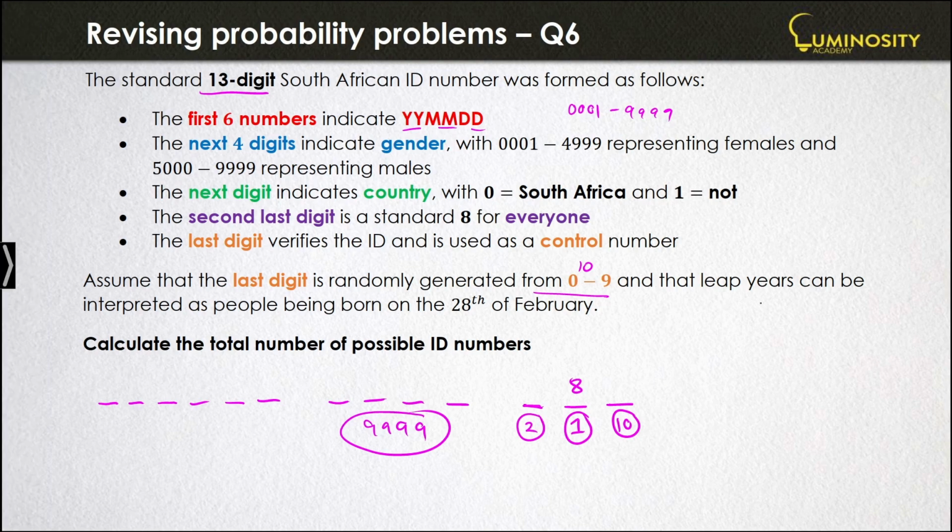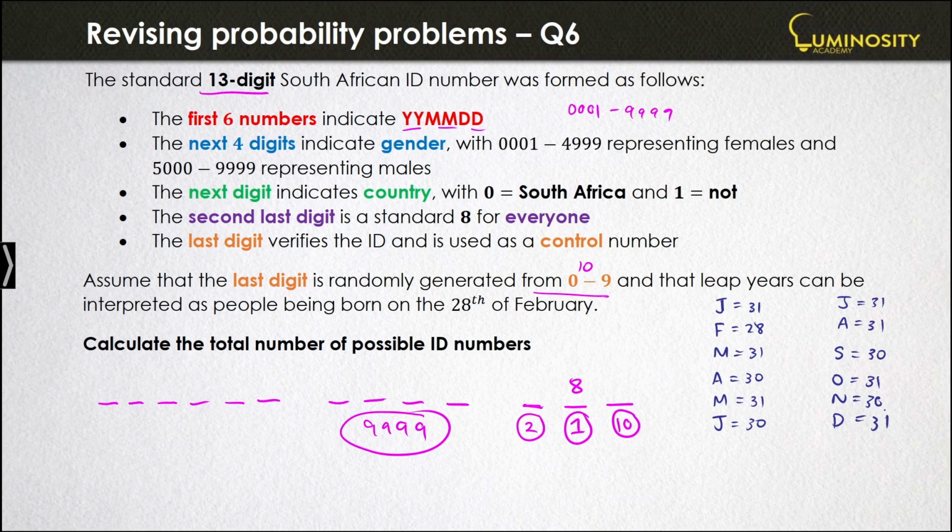Now, if we list out the months, you have January, February, March, April, May, June, then July, August, September, October, November, December. January has 31 days. February we'll assume 28 days, and with a leap year on the 29th, we'll assume still that we'll give the birthday on the 28th. That's why we were given that information. March has 31 days, April has 30 days, May has 31 days, June has 30 days, July has 31, August has 31, September 30, October 31, November 30, and December 31.